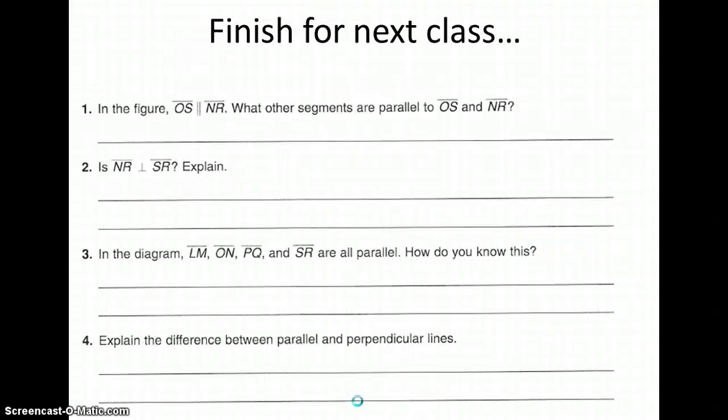For our next class, you're going to go ahead and finish the questions on this side. So answer questions 1 through 4 for next time.